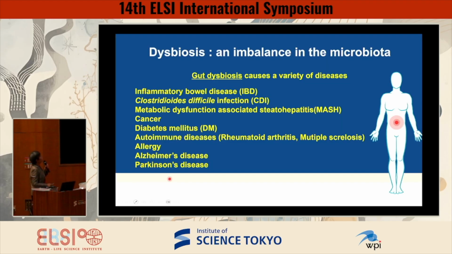Gut bacteria are usually a well-balanced community. But for example, if you take an overdose of antibiotics, this balance will be disturbed. That condition is called dysbiosis. Gut dysbiosis especially causes various diseases, as shown here: not only gastrointestinal disease, but metabolic disease, cancer, diabetes, autoimmune disease, and neurodegenerative disease.